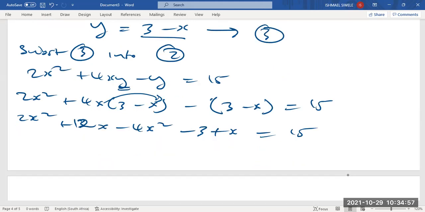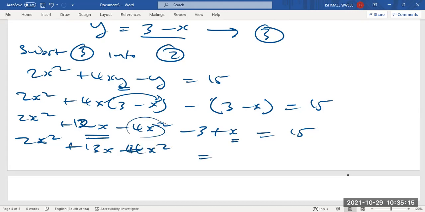Now let's simplify this side. So we are going to have 2x squared, then there is 12x here, and there is an x there, so it's going to be plus 13x. This equals minus 4x squared minus 3, and everything there is equal to 15, right? We have to work out 2x squared and 4x squared, remember.